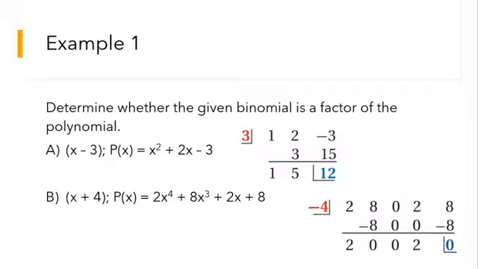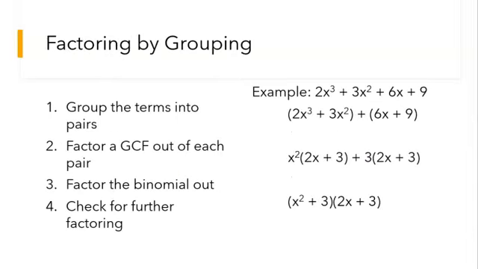So let's move on to a different type of factoring. Now that we know how to tell if something's a 0, let's look at factoring methods. And we're going to start off with factor by grouping. So we're going to take a look at factor by grouping. You need to have 4 terms in your polynomial in order for this to work.